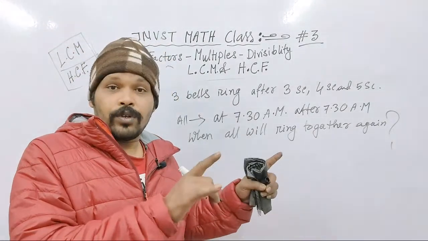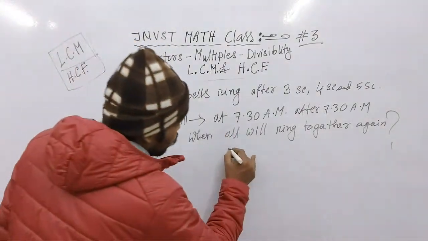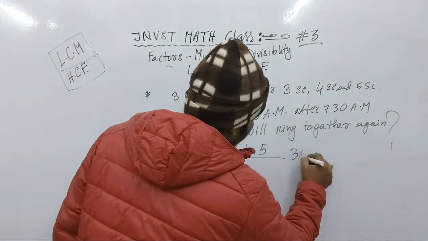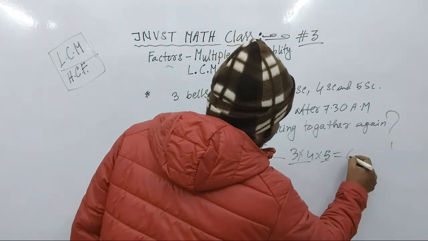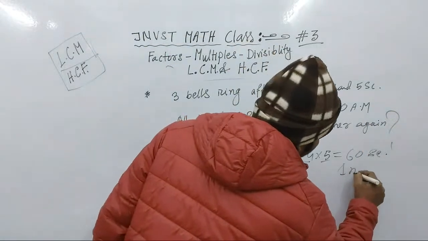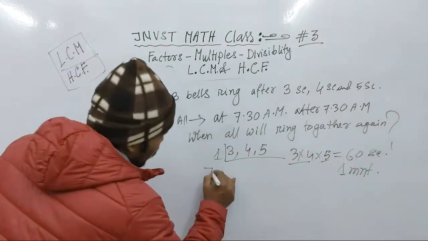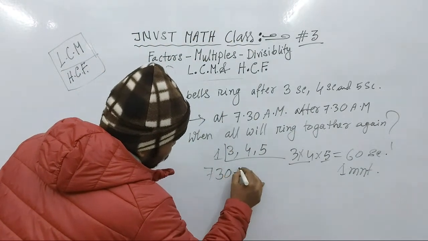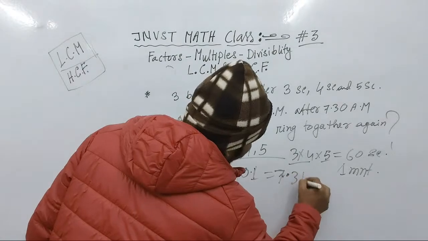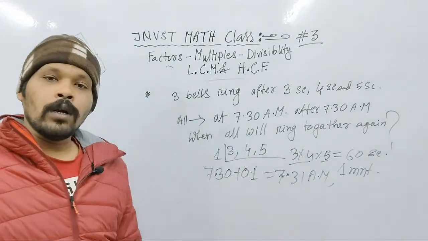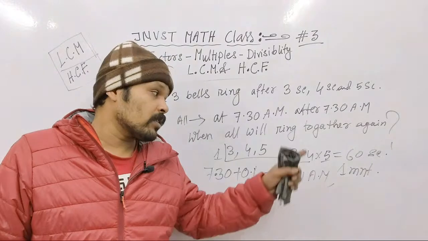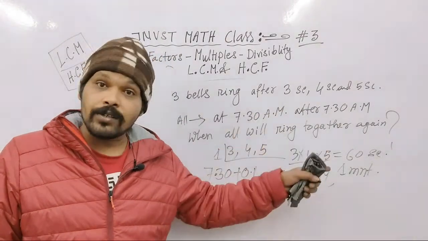If this type of question comes in your exam, then you have to find the LCM of 3, 4 and 5. No common factor is there. That is why 3 into 4 into 5 equals 60 seconds. 60 seconds means 1 minute. 7:30 plus 1 minute equals 7:31 a.m. Who said 8:30? That is the wrong answer. 60 seconds means 1 minute. It is not 60 minutes.